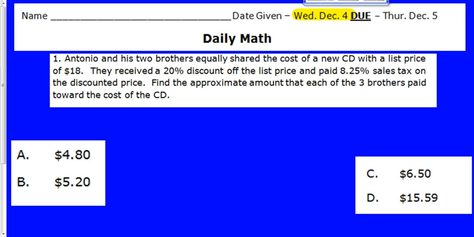Well, this is going to be multi-step first, because it says the cost of the CD has a list price of $18. That is not the sales price. And we know that they're getting 20% off. So I need to set up a proportion box talking about our cost versus what we actually pay, our full price.